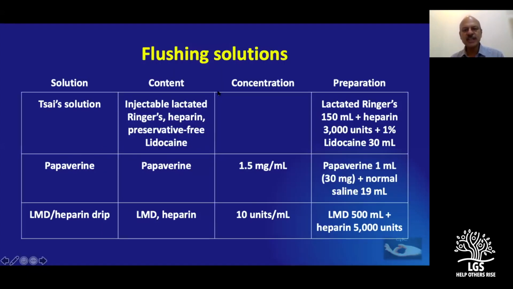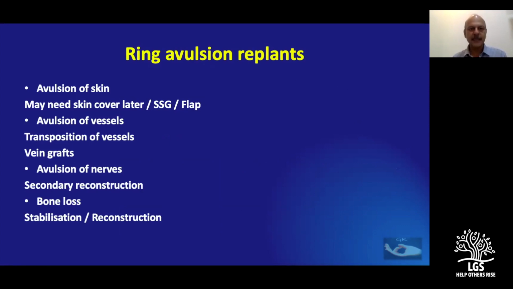So the solutions that can be used, different solutions, papaverine or low molecular weight dextran with heparin can be used, or the SOY solution, which consists of injectable lactated Ringer's, heparin, and preservative-free lidocaine. Usually heparinized lactated Ringer's is used, which is quite easy to use, and it can be kept refrigerated so that it can reduce the metabolic demands of the distal muscle and the part.